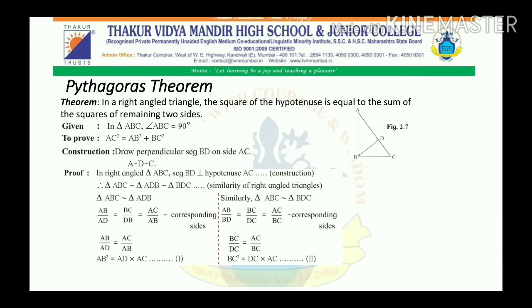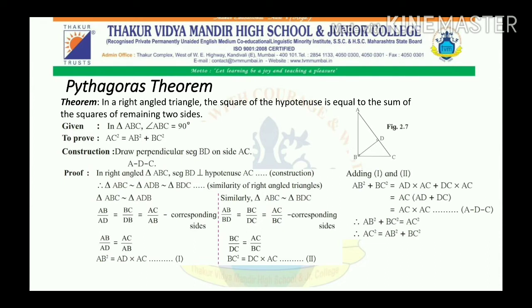We are taking first and third ratio, as one numerator and second denominator is common in both the ratios. So by cross multiplication we'll get AB square is equal to AD into AC. This is our statement 1.